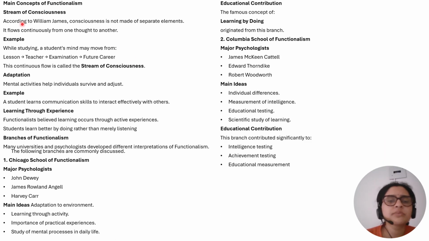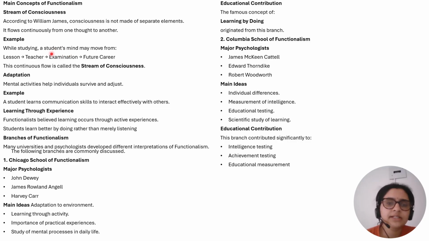Then the main concept of functionalism. It is a stream of consciousness. That means it flows. What is a stream? A stream is something that flows continuously. In the same way, our mind also flows continuously like a river from one thought to another thought. There is continuity of thoughts. It is not made up of separate elements. Whatever thoughts we experience, whatever thinking we do, it is continuous.